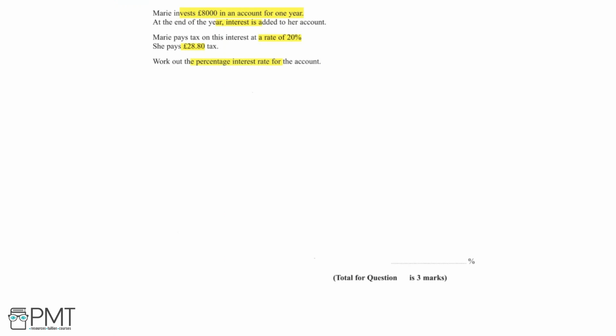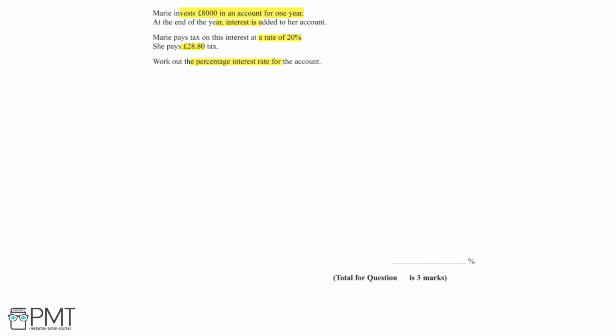Now this question is very similar to question 2 in this paper, and so if you go back to question 2 on this video, you can see the same principle in action but with numbers. And since we'll be using algebra in this question, using numbers might help you to understand the principles we use in order to answer this question. Now Marie starts with £8,000 in her account.